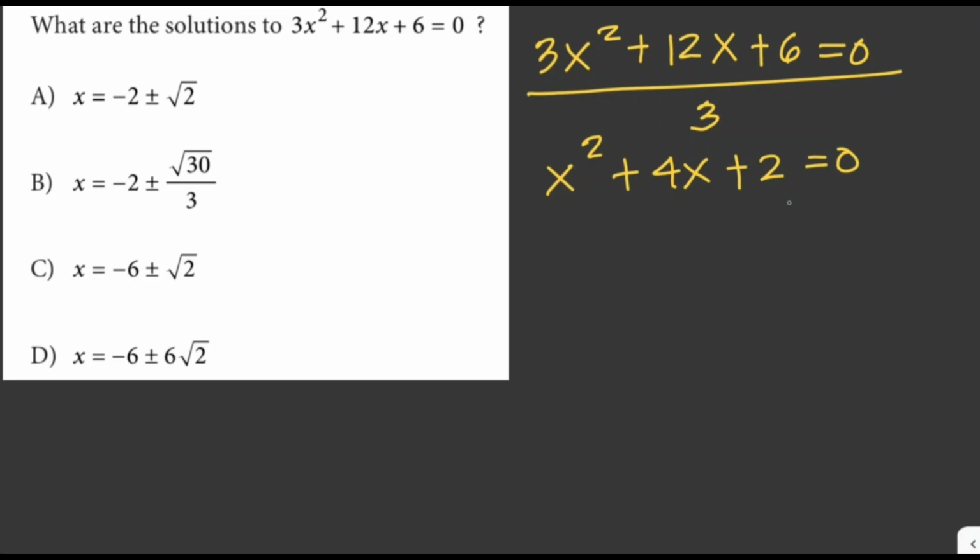So let's try to factor this. Let's look for factors of 2 that when we multiply them it would equal positive 2, and when we add them it would equal positive 4. But 2 has only 1 and 2 as factors, or negative 1 and negative 2. Therefore we cannot just factor this. So we have to use the quadratic formula.